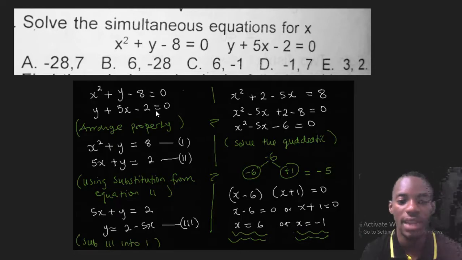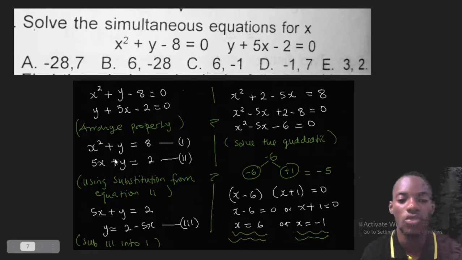Now this is the question laid out. First thing is to bring these numbers that have no letter to the right hand side. That will become s squared plus y equals 8. I mean the minus 8 here jumped to this side and became plus 8. Then 5x plus y equals 2. And minus 2 here became plus 2 here. And that's what I have here.